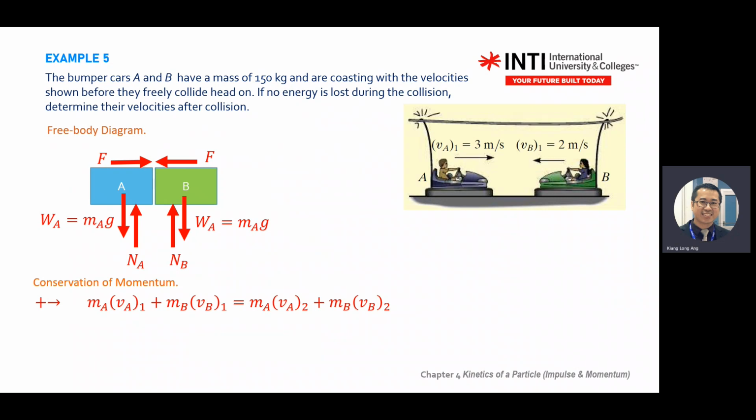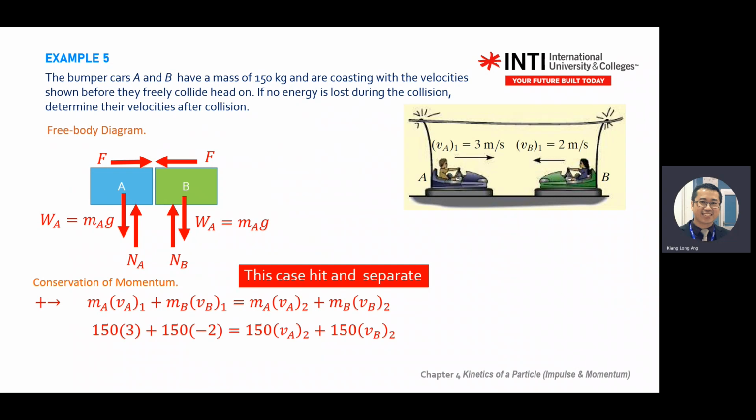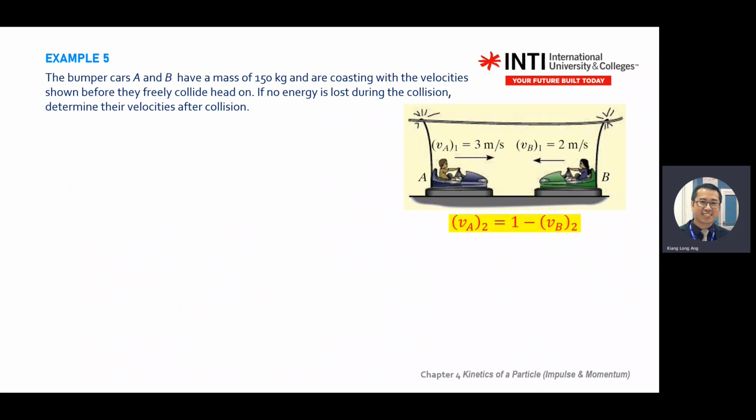Here you have two velocities, but you only have one unknown. So how do you solve? You have this one hit and separate, so you have two masses and two velocities. If you substitute the values, you have VA2 and VB2. You still need one more equation, right? So you have the equation between VA and VB, the relative velocity between A and B. So you need one more equation.